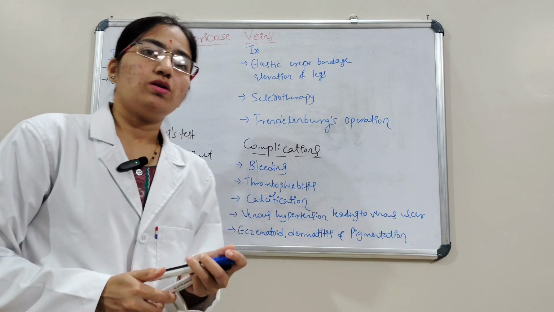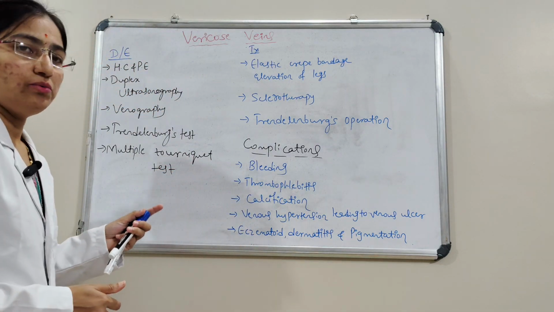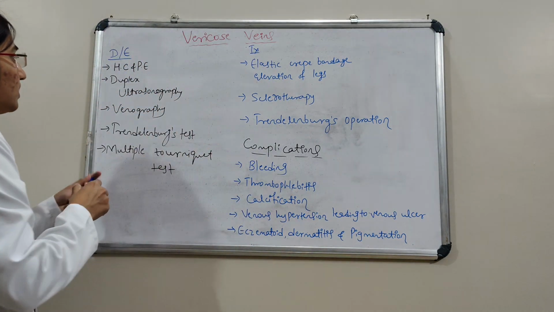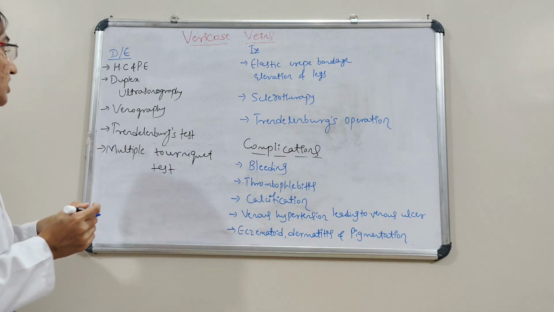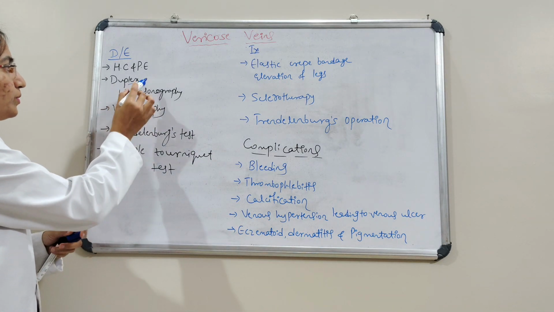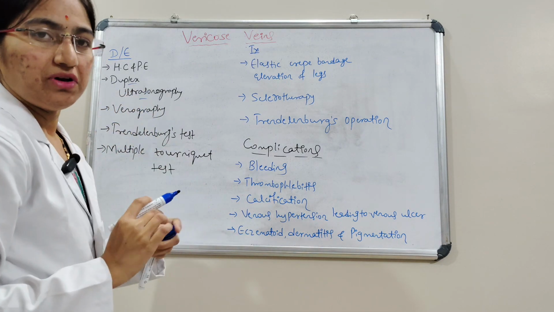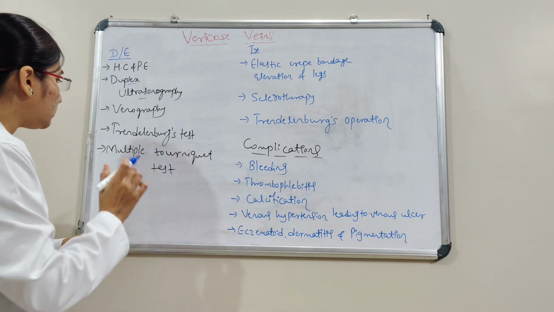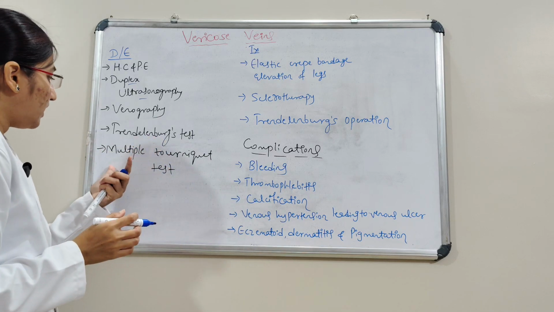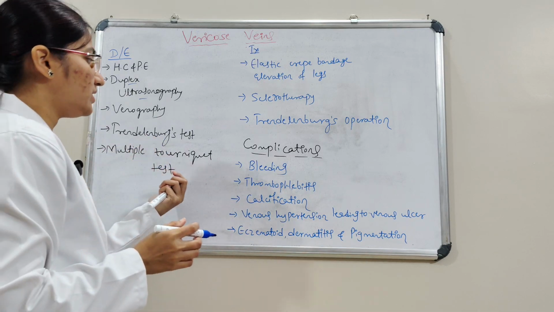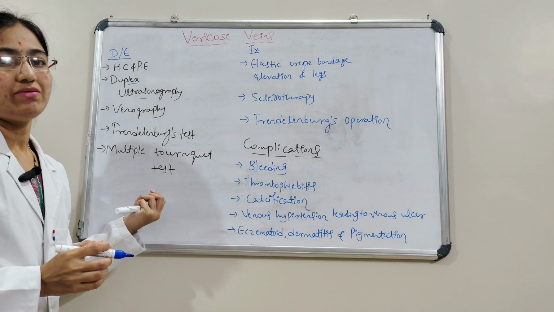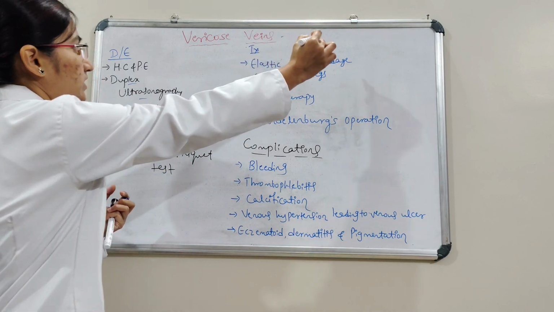Next we'll see the diagnostic evaluations for varicose veins. Here, history collection and physical examination. After that ultrasonography, duplex ultrasonography, and then venography, that is ascending and descending both, and then Trendelenburg's test, and also multiple Tourniquet tests. These are the diagnostic evaluations for varicose veins.